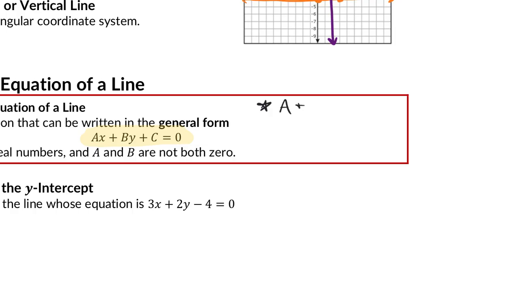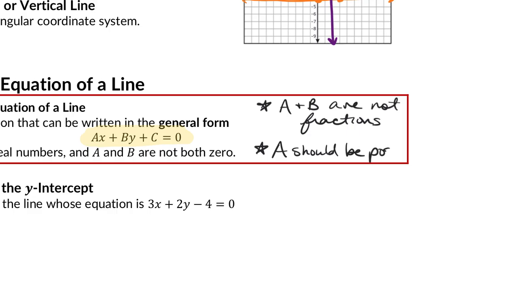A and B should not be fractions. And generally speaking, A should be positive. All the time? Yes. Otherwise, it's not technically standard or general form. And that's going to come in handy in a problem when we're writing things in general form. You have to make sure that A and B are not fractions, and you have to make sure that A is positive.